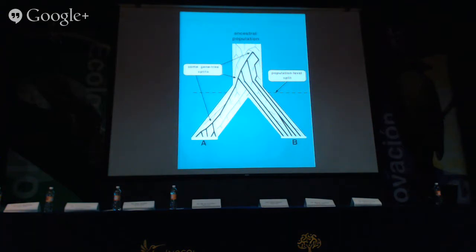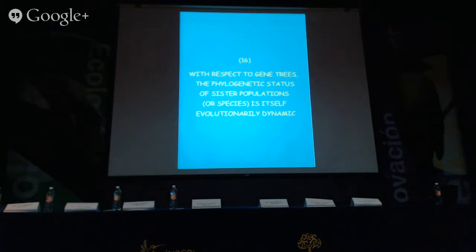So it's important to, again, recognize this distinction between gene trees and organismal histories. Here's number 16 on my list. We're getting there. Remember, we're going to 22. So we're up to number 16 now, so you can keep track of where I am. And this is one that particularly intrigues me.